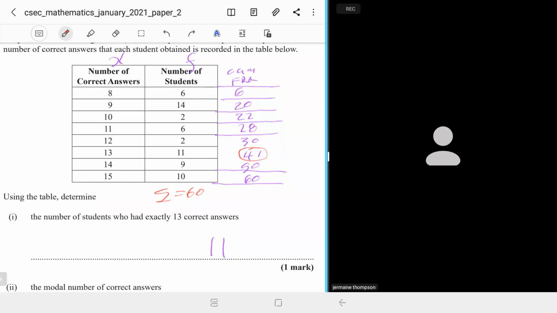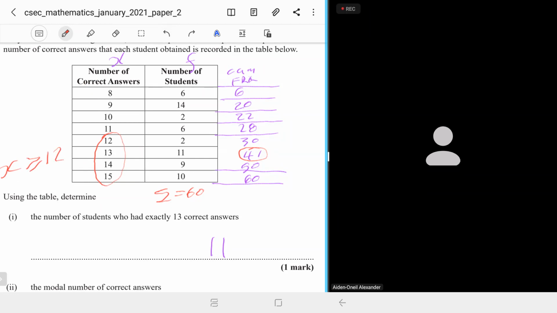Exactly. These are the ones who got at least 12, because at least 12 means greater than or equal to 12. So you want the mark to be greater than or equal to 12. So how many students are there? We're going to find how many students there are.